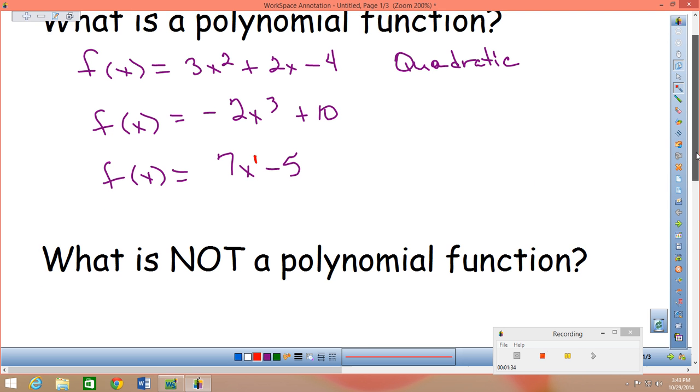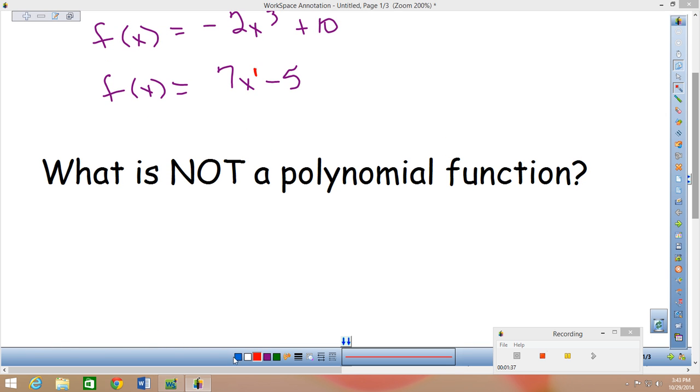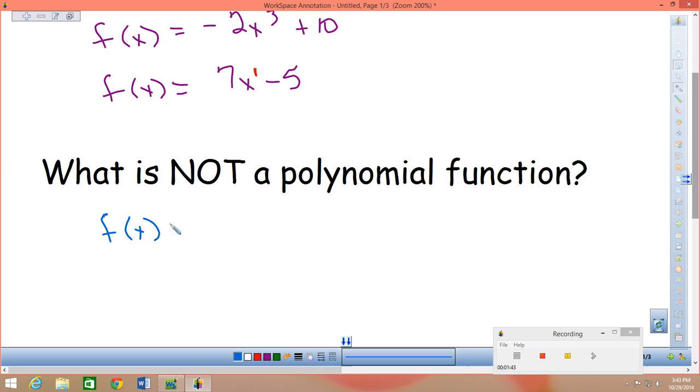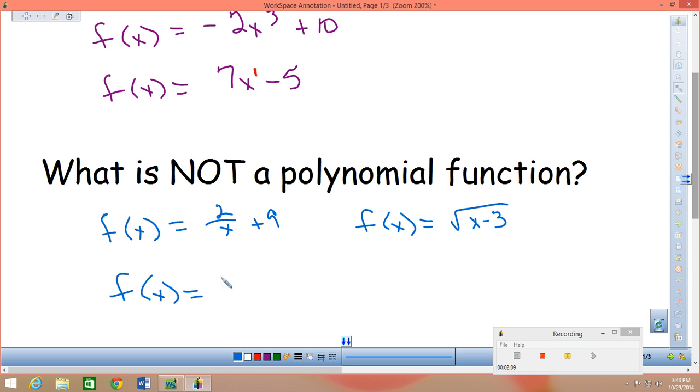So let's talk about things that are not polynomial functions. X cannot be in the denominator of anything. So if I've got 2 over x plus 9, this is not. X cannot be down in the denominator. F of x is equal to the square root of x minus 3 is not. X cannot be in a root box. F of x equal to 3 to the x power. X cannot be the exponent in a polynomial function.